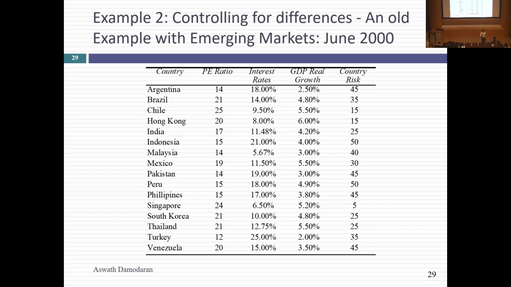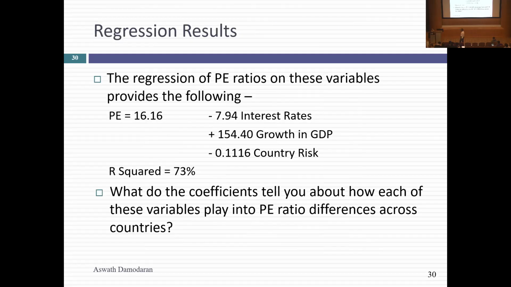This is where I said statistics can help you. So I opened up my statistics textbook to the multiple regression chapter. Remind me again what we do in multiple regression. We have a dependent variable we try to explain, right? We have independent variables we're controlling for. What's my dependent variable here? What am I trying to explain? PE ratios. What are my independent variables? It's going to be interest rates, real growth, and risk. It's not rocket science. I ran a regression. This is what it looked like.